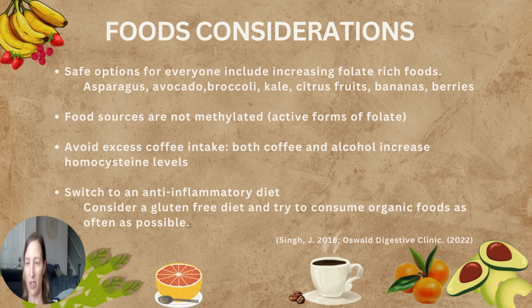Here are some considerations when it comes to foods. Safe options for everyone include increasing folate-rich foods such as asparagus, avocados, broccoli, kale, citrus fruits, bananas, berries, and eggs. Something to consider, though, is that food sources are not methylated, that is, not an active form of folate, and therefore an inactive form of folate cannot easily be absorbed by people with MTHFR mutations.